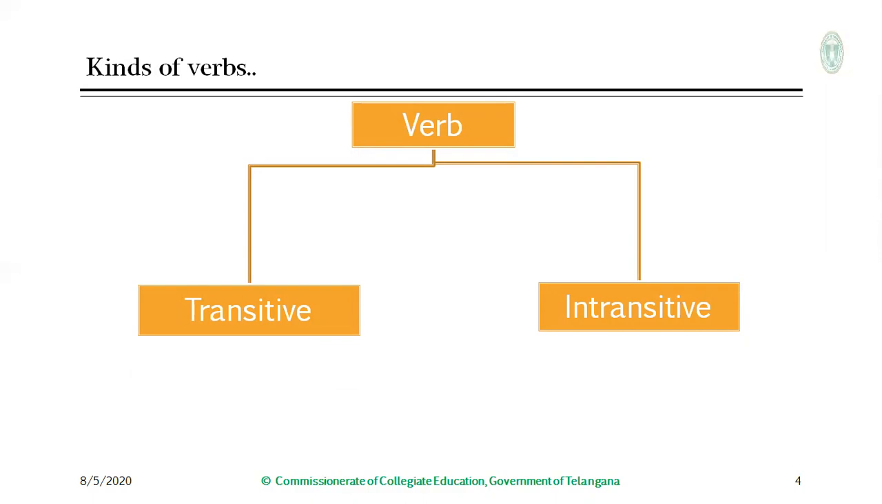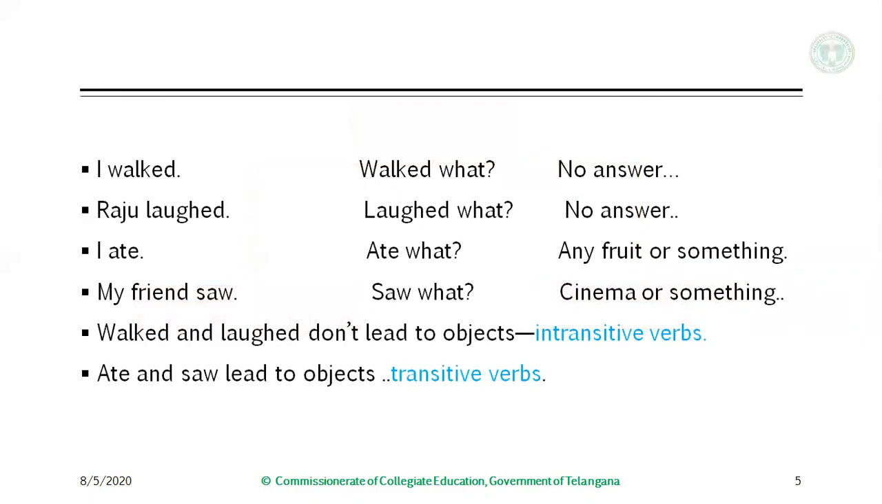If you look at the slide here, you can understand that there are two kinds of verbs. What are the two kinds mentioned here? Transitive and intransitive. There are two kinds of verbs, transitive and intransitive. Now let's know what the transitive verb and the intransitive verb are.